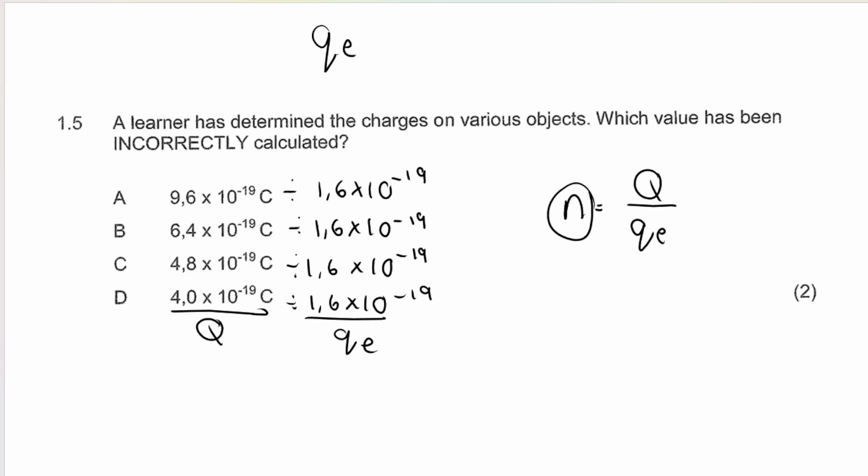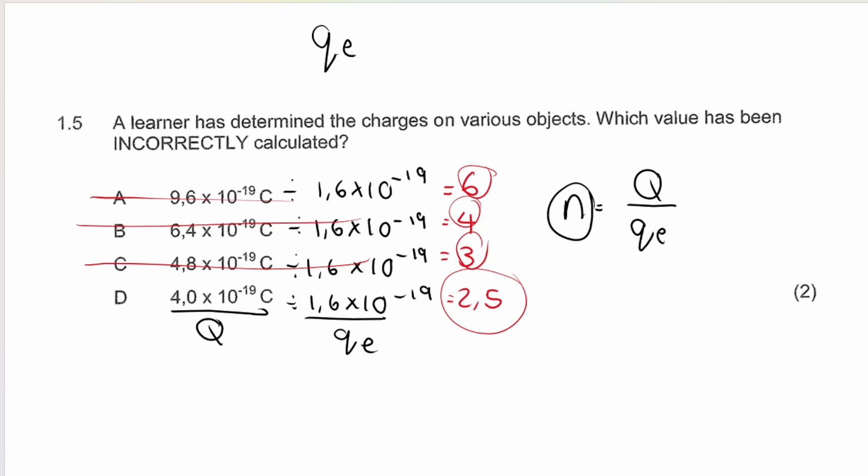So if I take each of those, A, B, C, D, divided by 1.6 times 10 to the negative 19, this is what I get. So all of these options, A, B, C, they all give me an integer for N. So N is 6 electrons. N is 4, N is 3. This one is, N is 2.5. So that cannot be the correct charge. So D is our answer over here.